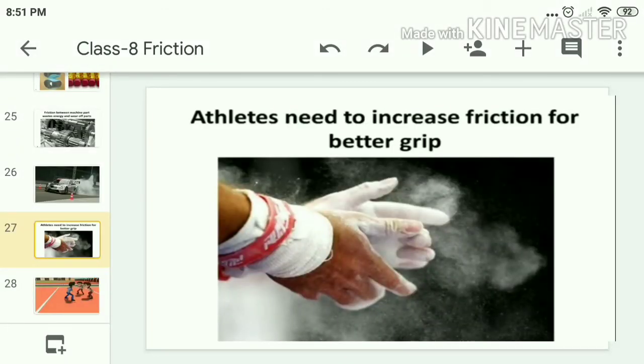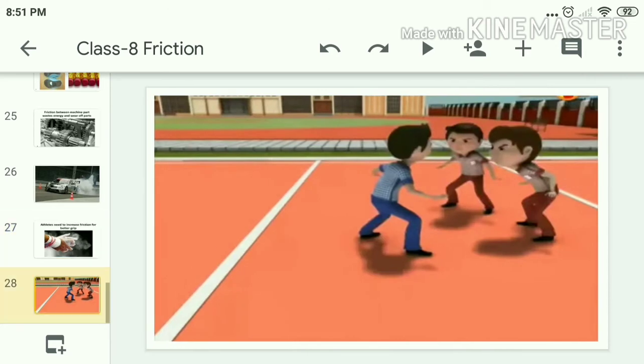Athletes need to increase friction for better grip. For that, they apply a coarse powder. In the same way, kabaddi players apply soil to their hands for better grip. So these are some situations we come across in our daily life where we need to increase friction.